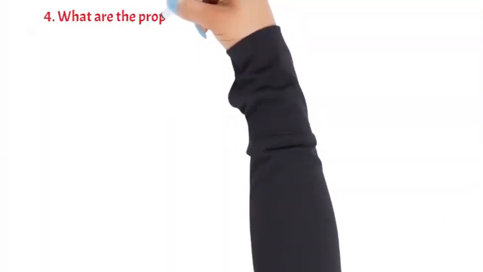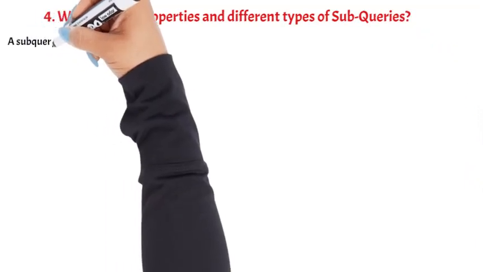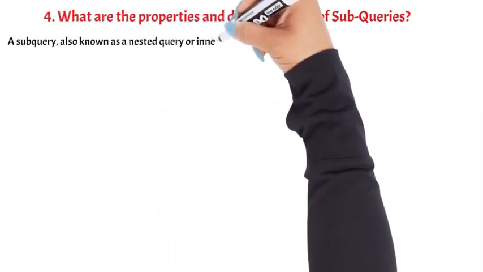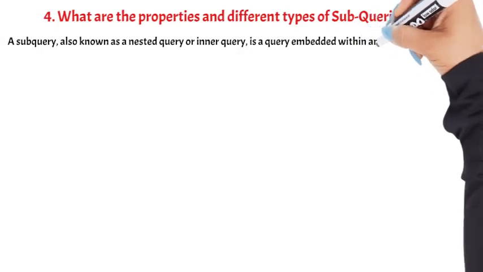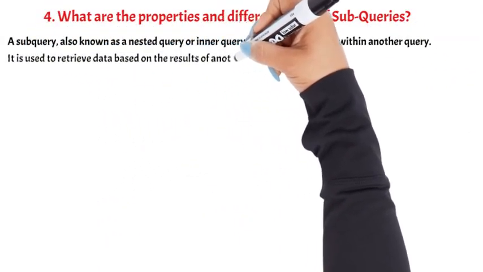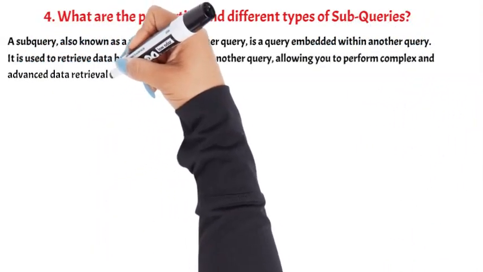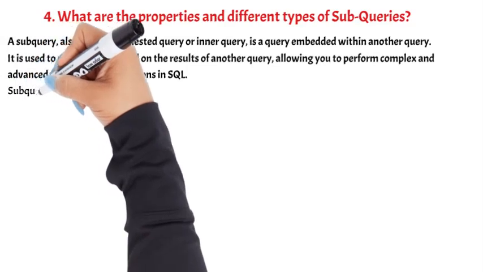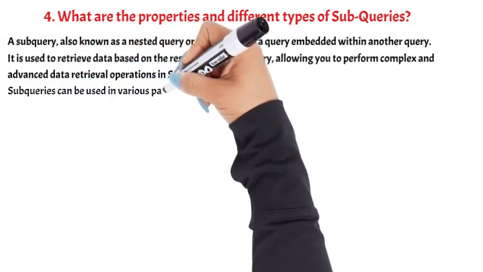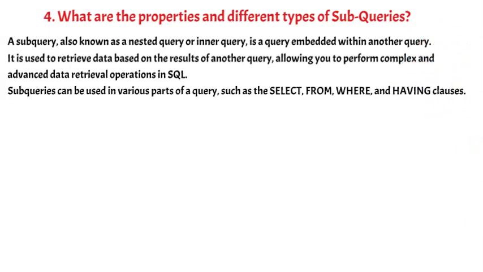4. What are the properties and different types of subqueries? A subquery, also known as a nested query or inner query, is a query embedded within another query. It is used to retrieve data based on the results of another query, allowing you to perform complex and advanced data retrieval operations in SQL. Subqueries can be used in various parts of a query, such as the select, from, where, and having clauses.